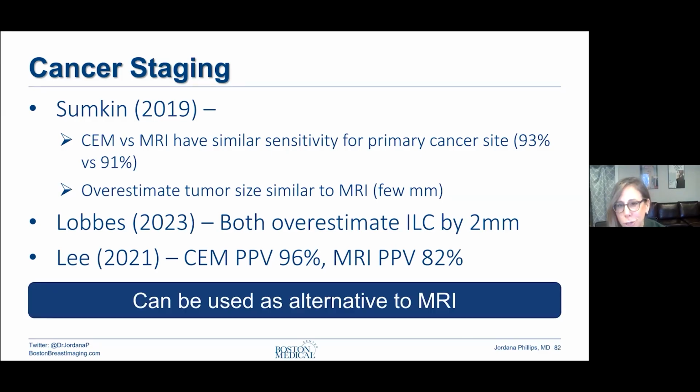So in general, the take-home point is that contrast-enhanced mammography can be used as an alternative to MRI. The data is there, and this is what you should remember.